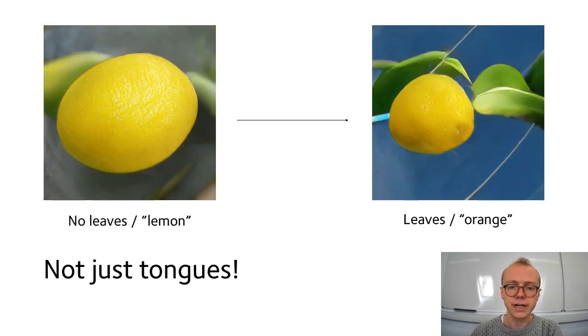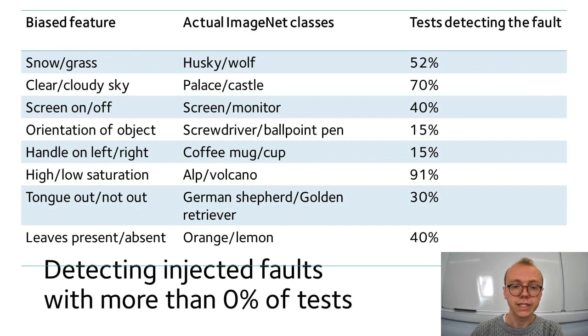And this generated test case shows the inappropriate reliance on leaves to discriminate between oranges and lemons. In all, we tested 8 different deep neural networks listed here, for which we introduced an artificial fault. For each, we counted the number of generated tests that revealed the presence of the injected fault.